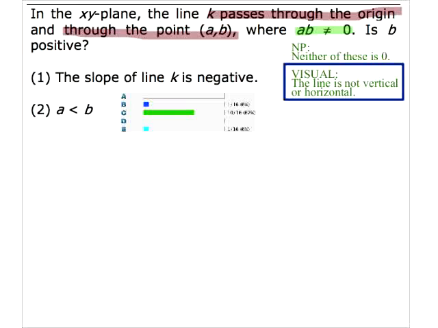Okay, is B positive? So the question is about the y-coordinate of this point. Is the y-coordinate positive? So number one, it's probably better to do this visually. I mean, there presumably are algebraic approaches of some type, but they're kind of a pain. So let's do a visual approach. Statement 1.